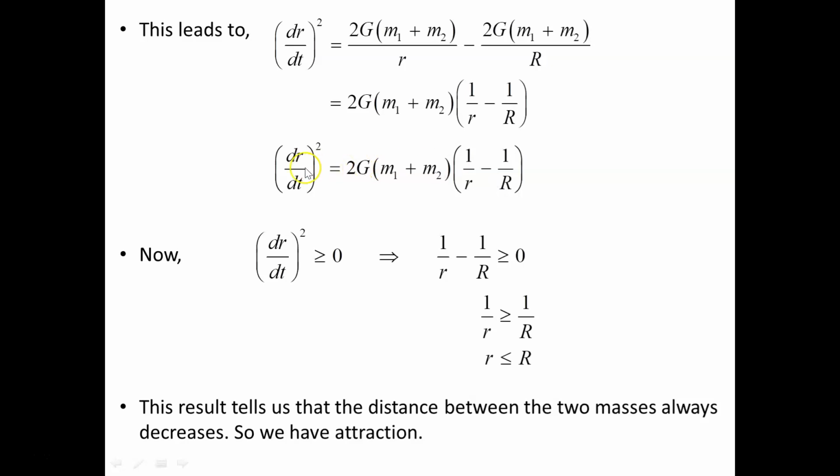All right, now (dr/dt)² must be greater than or equal to 0. There's no question about that. That's a positive quantity. And given that 2G and then in brackets m1 plus m2 is clearly a positive quantity, then the only thing we need to worry about is what happens to 1/r minus 1/R. That has to be equal to or greater than 0, because the left-hand side is equal to or greater than 0. And so when we add 1/R to both sides, we get this object here. When we solve it, we find that r is less than or equal to R. So once the particles start initially at a distance of big R apart, as time goes on, that distance decreases. Its final distance at any point in time will be equal to or less than big R. So this result tells us the distance between the two particles always decreases, and so we have attraction.